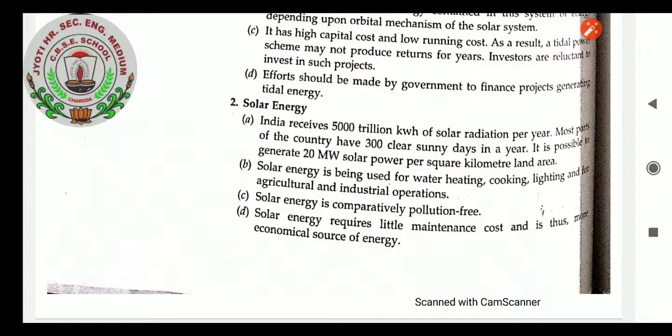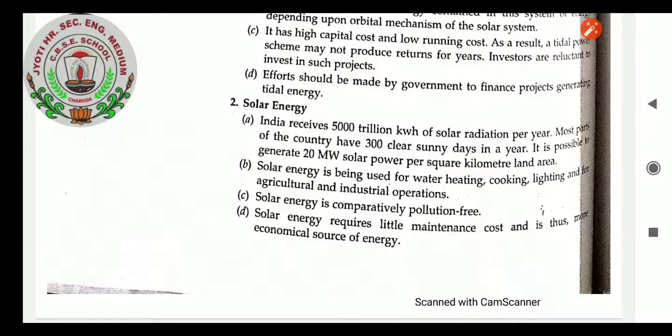And we can see the result here in our own area. In Chhattisgarh, solar power stations have been set up in many areas so that we can generate electricity with the help of solar energy. It is a real example in our locality, at present in 2022. Solar energy is comparatively pollution free. It is being used for water heating, cooking, lighting and for agricultural and industrial operations. It requires little maintenance cost and is thus a more economical source of energy as compared to tidal energy.